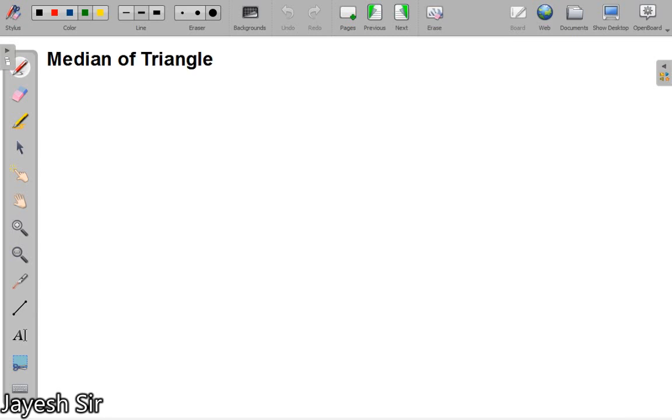Next, we will talk about the median of a triangle. Now we have talked about the types of triangles. Now we are going to talk about some line segments that are inside the triangle. First of all, let us draw this diagram.